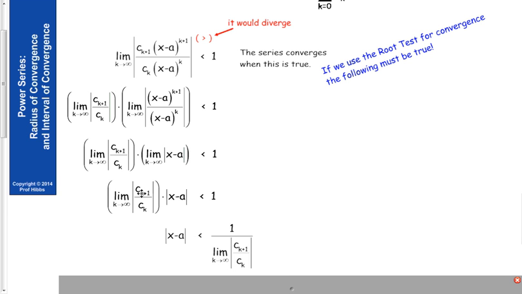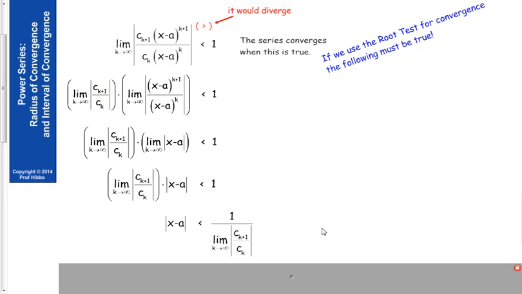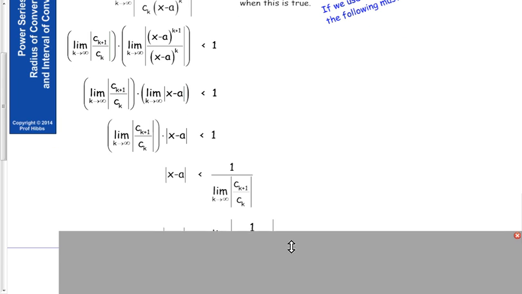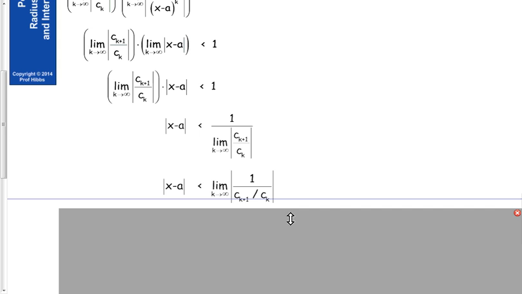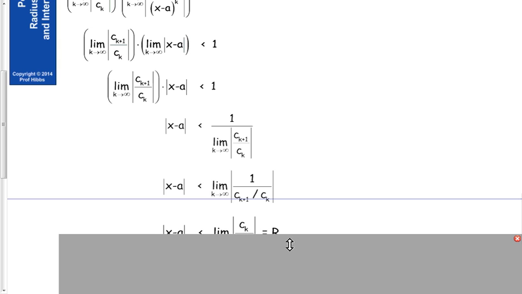Now I've just divided both sides by this limit, so I have the absolute value of x minus a alone on the left side by itself. Then I make the observation that this is the same thing as the limit of 1 over c sub k plus 1 divided by c sub k, because in that case we'd take the limit of the numerator divided by the limit of the denominator. So I'm just rearranging a little algebraically.